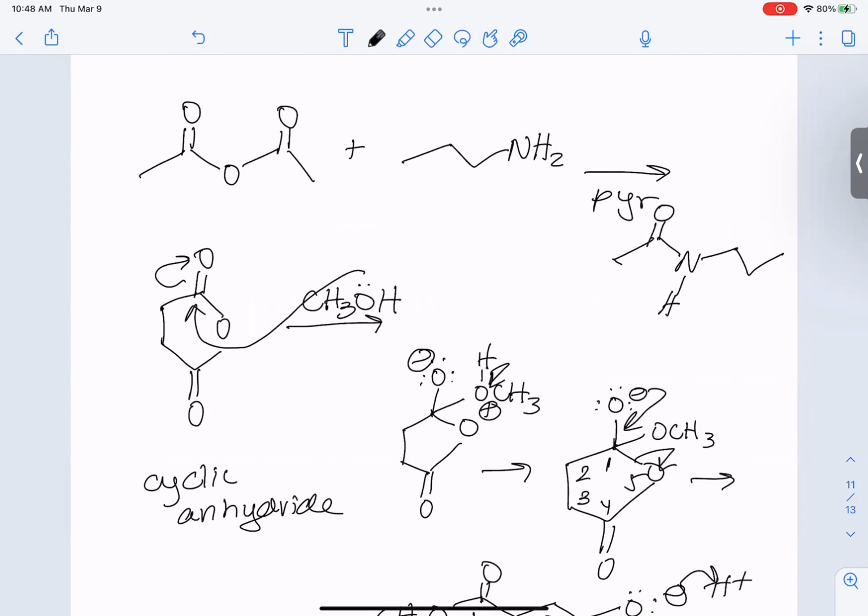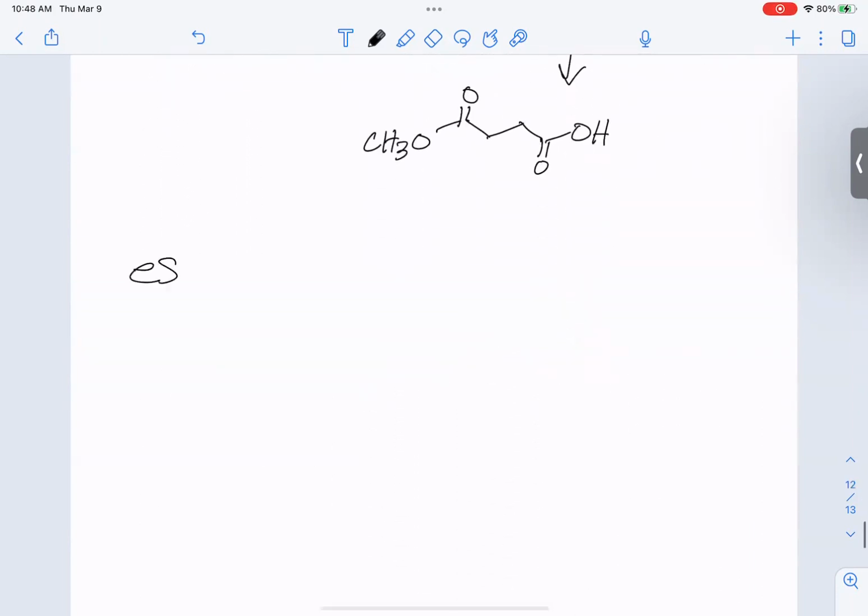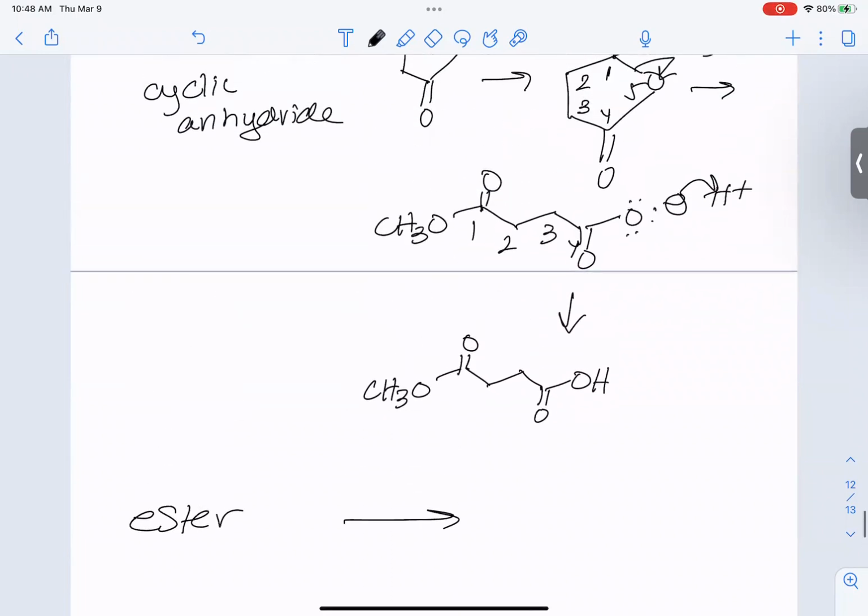I think it's important to know what kind of functional group you're going to make, okay? And I think it's more important for synthesis to know how to interconvert the functional groups. All right, so those are your conversions, right? You can take an ester and make an amide, and your nucleophile is an amine.